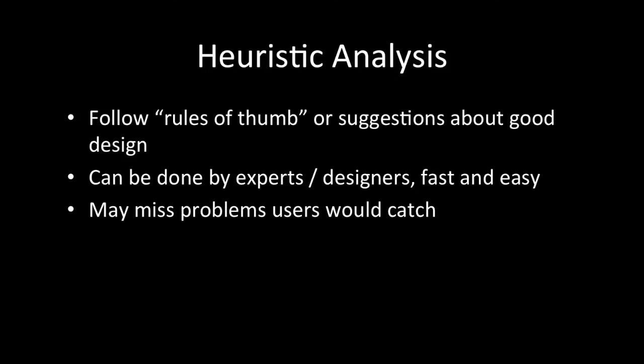This can be done by experts or designers, and it's a fast and easy way to evaluate an interface, but it can miss problems that users might catch or identify if they were actually trying to use it themselves. What are those rules of thumb? Well, Nielsen has a list of 10 heuristics.